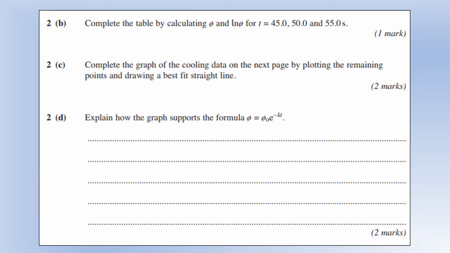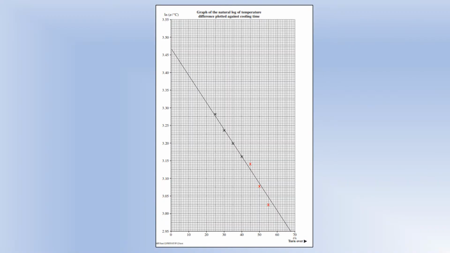Now complete the graph of the cooling data on the next page by plotting the remaining points and drawing a straight line of best fit. So that should look something like this. Your points should be marked with an X, and for the best fit line, there should be roughly the same number of points above and below the line, which you can see I've got there. I've got 2 below the line at the bottom, and then 1 or 2 above the line.